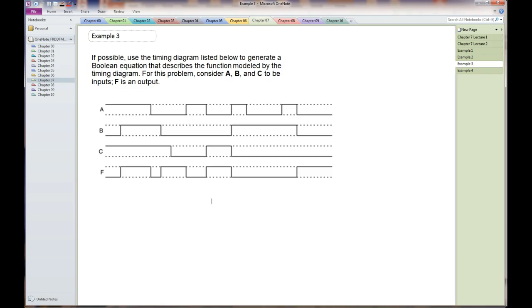Chapter 7, Example 3. What we have here is a timing diagram. This timing diagram completely describes a function. What we want to do is generate the circuit for this. What we're going to do is generate an equation. We won't have to generate the circuit.